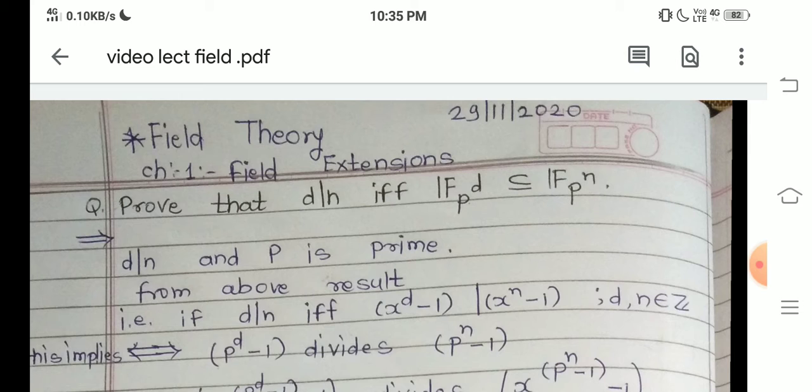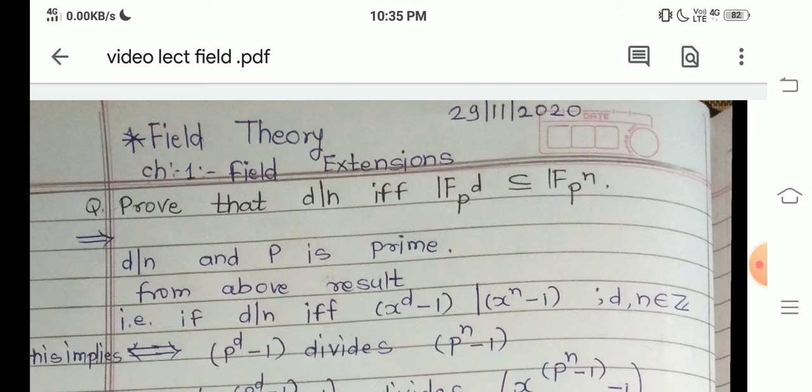Now we will see the proof. Given d divides n and p is prime. We know the result: d divides n if and only if x^d minus 1 divides x^n minus 1, where d and n belong to the set of integers, if and only if p^d minus 1 divides p^n minus 1.